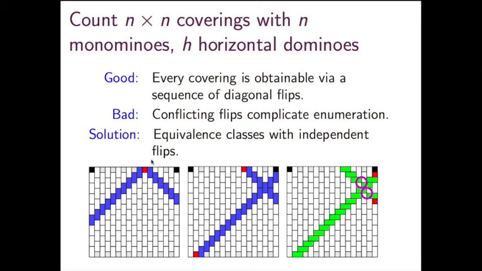Okay, so here are two examples of how two diagonals can conflict. Here's a blue diagonal and another blue diagonal, but they share this monomino. So if I were to flip this that way, then the monomino would end up mapped down there, and this diagonal would be incomplete. I can't do that. And then on this one, we have two diagonals which intersect here, and so I can't flip them both at the same time.